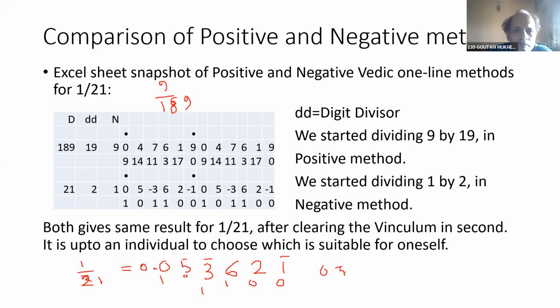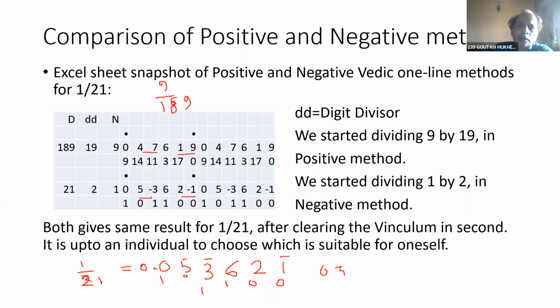Okay. The cycle goes. And this 5 vinculum 3 becomes 47, which in the positive method directly comes. This 5 vinculum 3 is actually 47. After all, the result should come the same, no? And 2 vinculum 1 is 19.